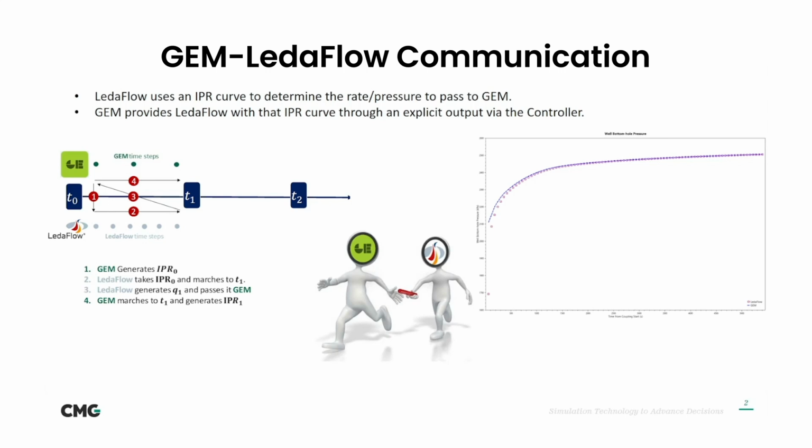We can now understand the importance of the IPR here. On one side, which is GEM, this IPR shows the performance of our reservoir model to identify the required bottom hole pressure for a certain injection rate that we want to achieve. And on the other side, which is LedaFlow, the same IPR table is used to determine the rate and pressure to honor our constraint at the wellhead conditions.